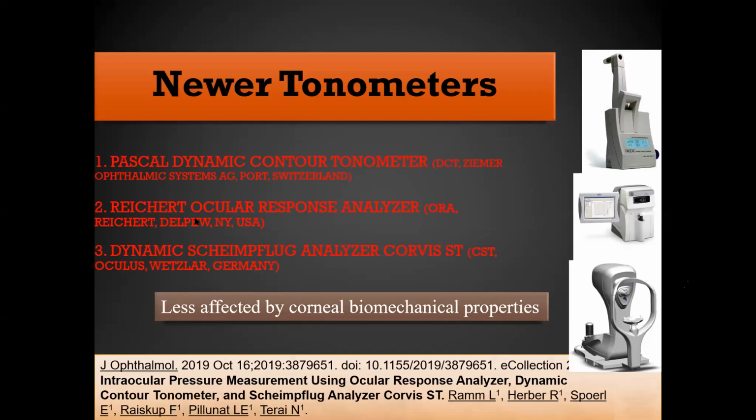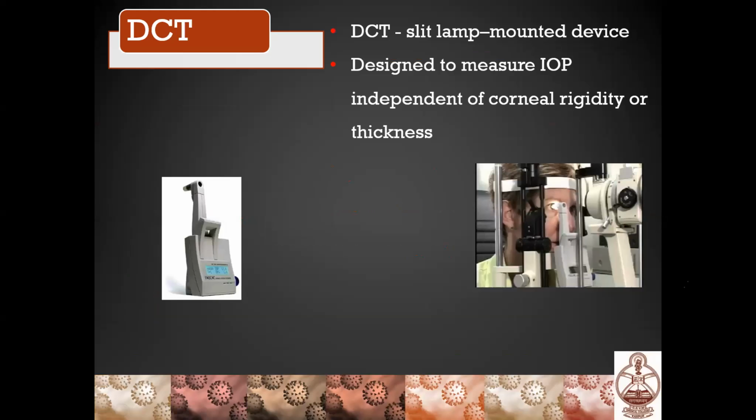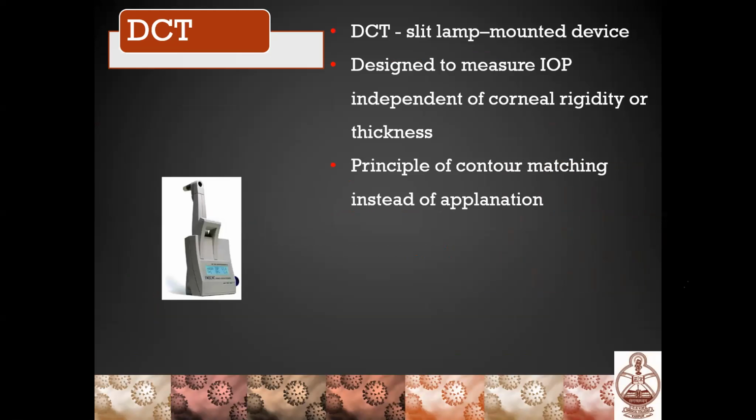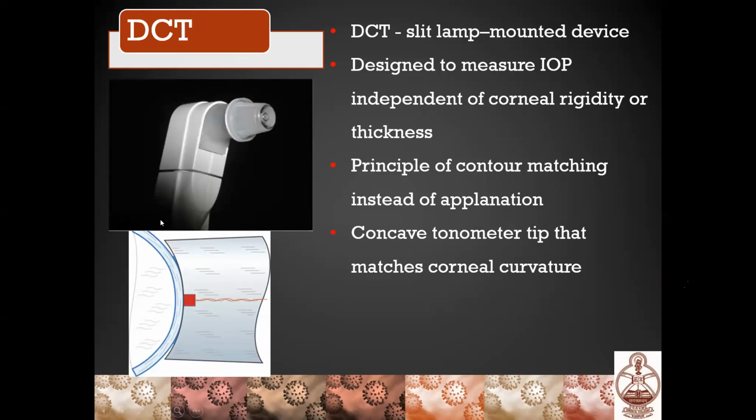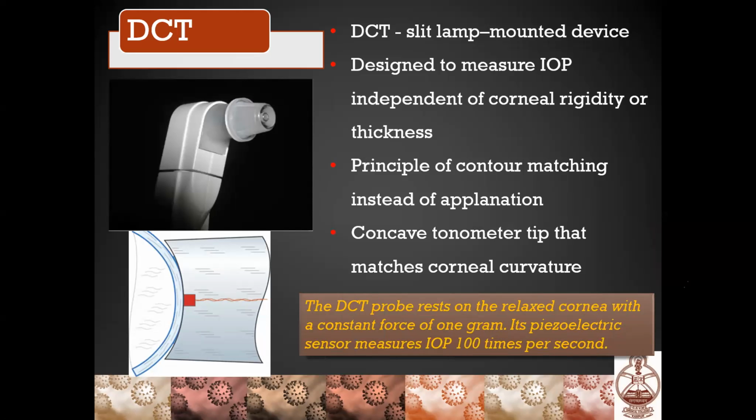So now let's see what is dynamic contour tonometry. Here again we have a tonometer which is mounted to the slit lamp, just like the applanation tonometer, but it is a tonometer which is independent of corneal rigidity and corneal thickness and is based on the principle of contour matching. There is a concave tonometer tip which matches the corneal curvature, and because of this matching it is least affected by corneal thickness or corneal properties.